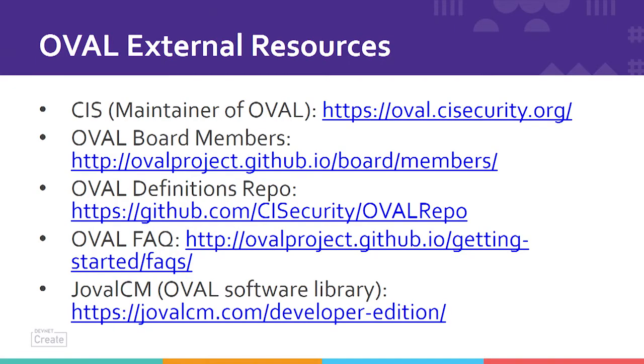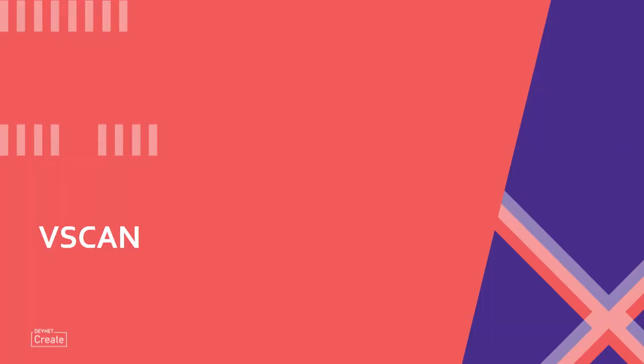Then these are some overall external resources that you can have a look at, for example the GitHub repository where all the vulnerability definitions are stored, as well as the JOVAL CM link, which is basically the software library we use in our application to parse the overall definition. Let's go through the application we have created, integrating with the Cisco API and leveraging the overall standard.